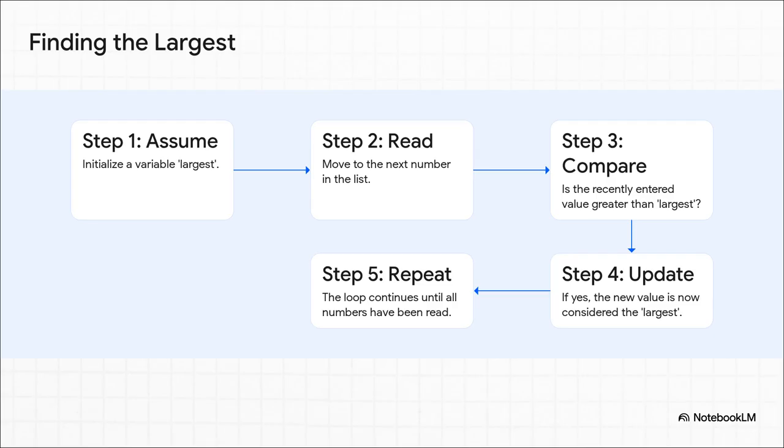And check this out, this is so cool. You can literally see our three building blocks at play here. Steps 1 and 2, that's just sequencing, one after the other. But steps 3 and 4, that's selection. That little phrase, if the new number is bigger, that's a decision. And then you have step 5, repetition. It tells us to loop through the rest of the list, doing that same comparison over and over. See? Sequence, selection, and repetition all working together in perfect harmony.